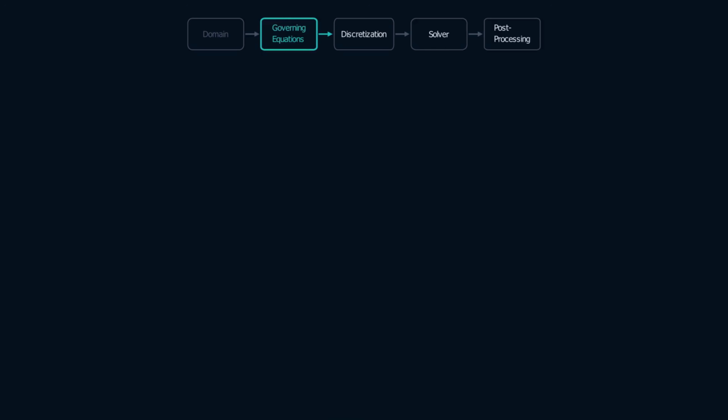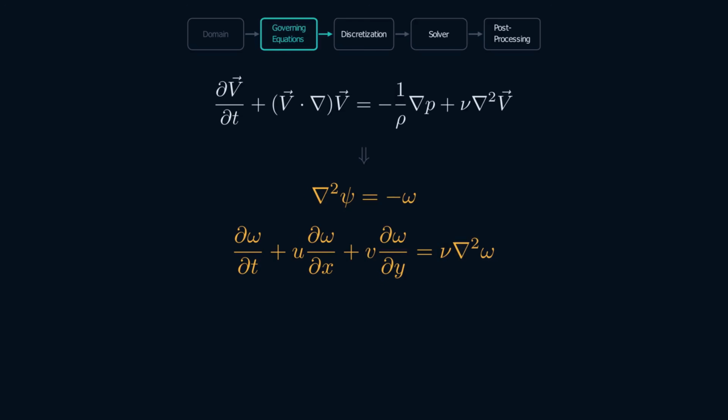Phase 2. The governing equations. What laws does this flow obey? The full Navier-Stokes equations couple velocity and pressure. But in 2D, there's a beautiful shortcut. Rewrite everything in terms of a stream function, whose contours are the streamlines, and the vorticity, the local spin of the fluid. Pressure disappears entirely. 2 scalar equations. That's all.